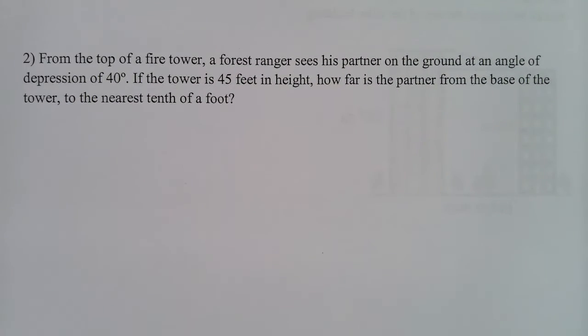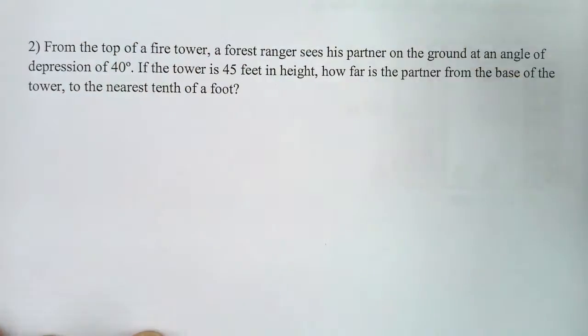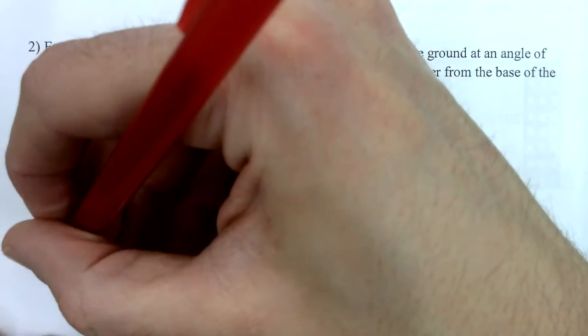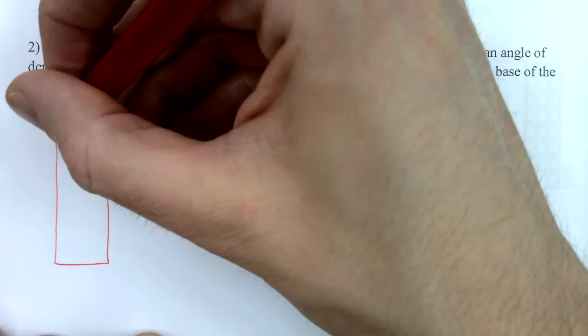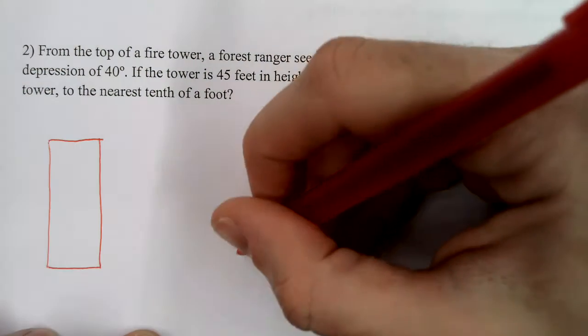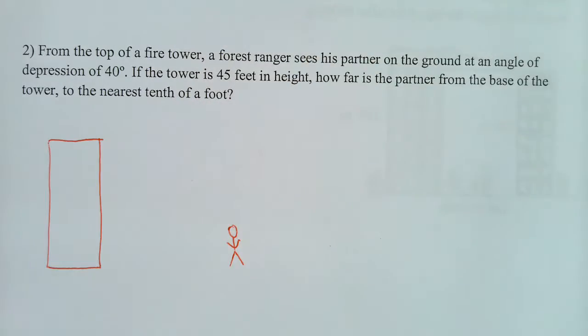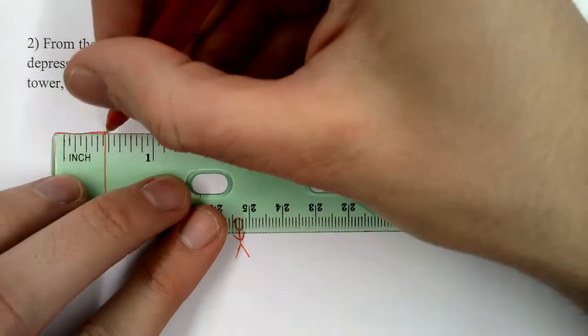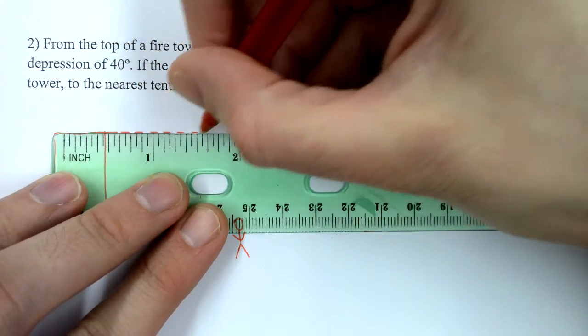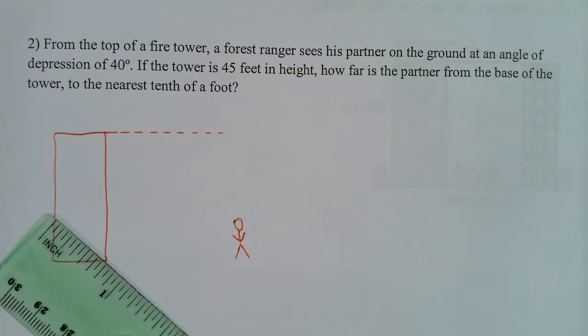Okay, number 2. From the top of a fire tower, a forest ranger sees his partner on the ground at an angle of depression of 40 degrees. If the tower is 45 feet in height, how far is the partner from the base of the tower, round to nearest foot? Here's my tower. And here's the partner, the forest partner. Here's the line of vision, the horizontal line, from the person in the fire tower at the top.